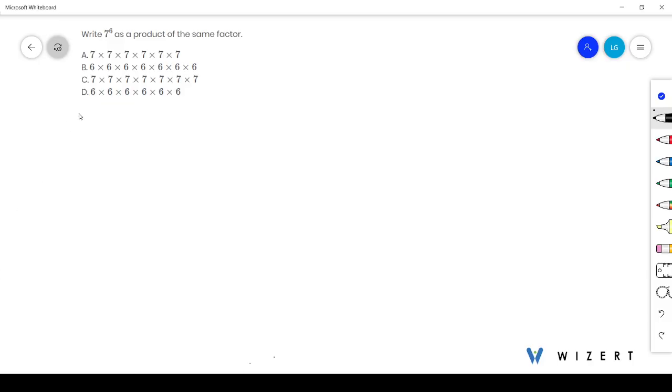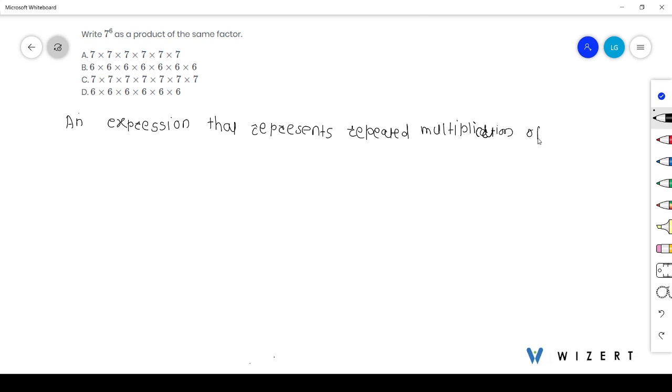Our question is, write 7 to the power 6 as a product of the same factor. An expression that represents repeated multiplication of the same factor is called a power.